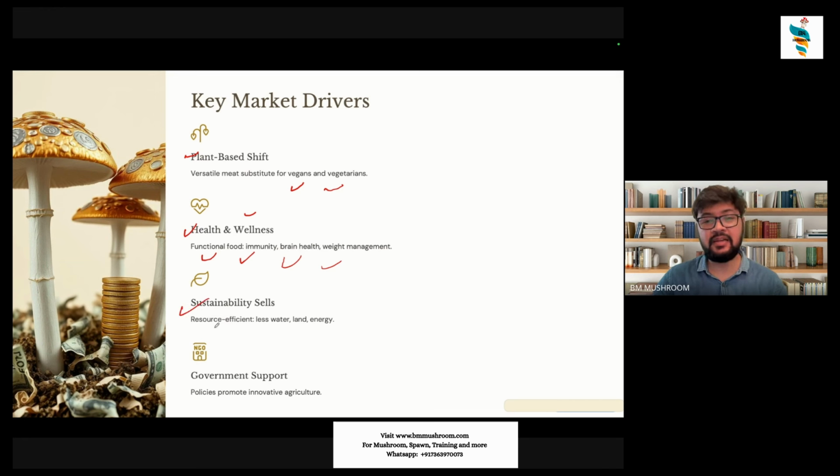Sustainability always sells. The resource use is quite efficient. We don't need anything else. We can easily use any agricultural waste.